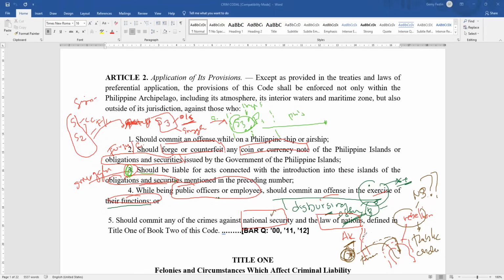So, remember that. What is the moral lesson? You've got to memorize crimes classified against national security and the law of nations. So if the crime committed abroad would be piracy, mutiny, or treason, then it is triable in the Philippines because those crimes fall under the 5th paragraph. Remember that.